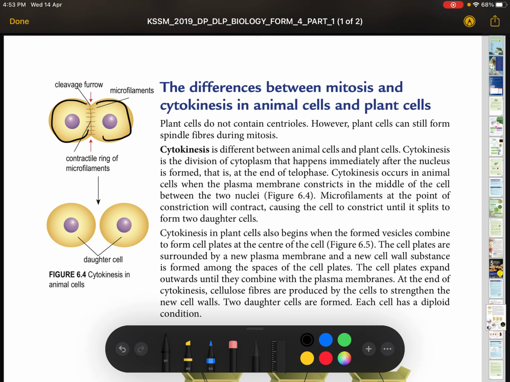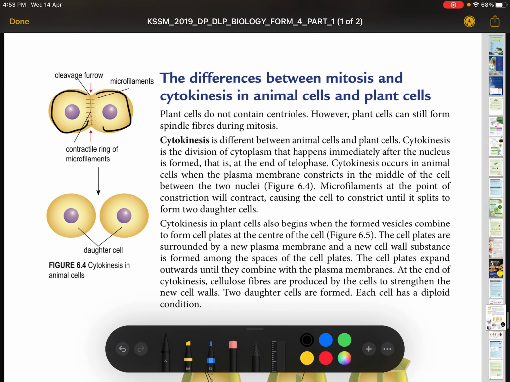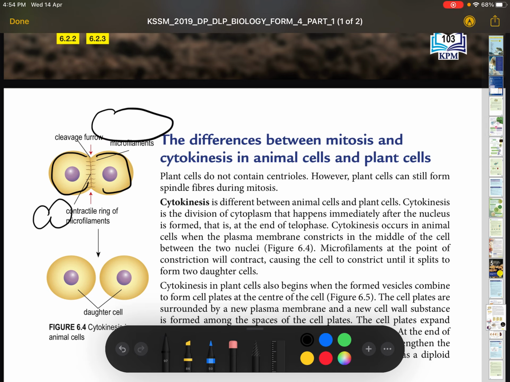So why does it cut in the middle? Because this contains microfilaments. And the thing here is called the cleavage furrow. So at the cleavage furrow, the microfilaments start to contract. When the microfilaments contract, it causes the cleavage furrow to contract as well, like a ring. The middle starts to contract, so it becomes like an H shape.